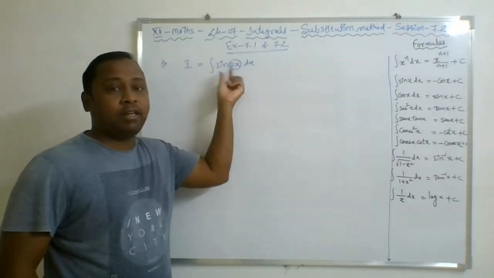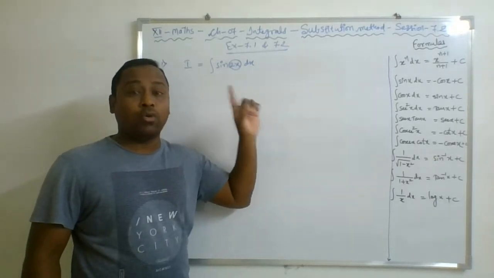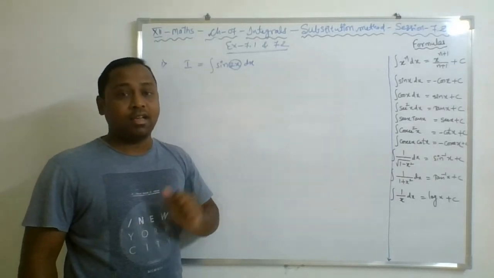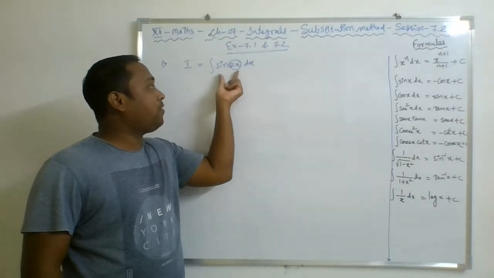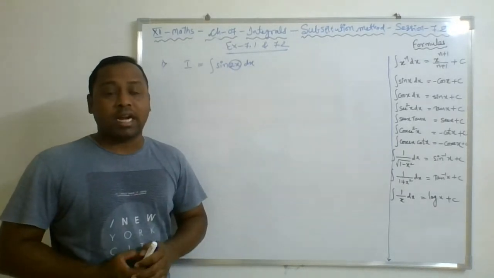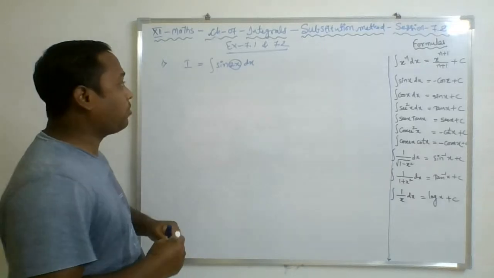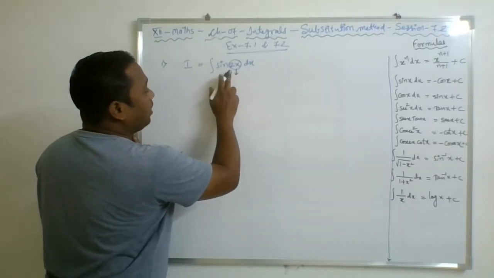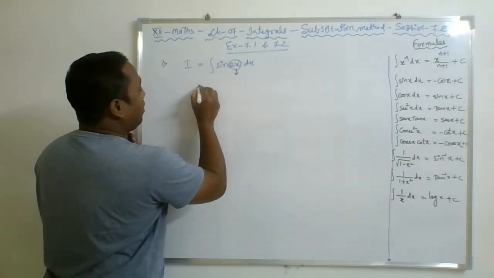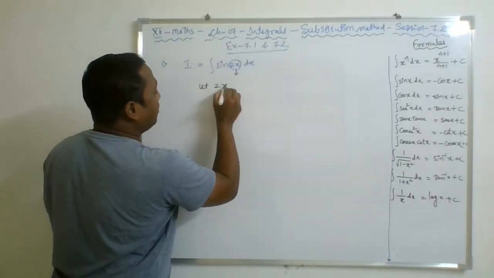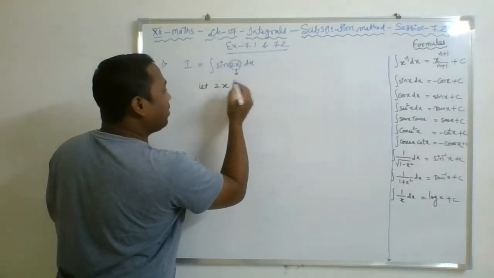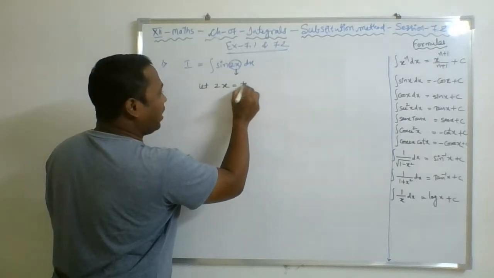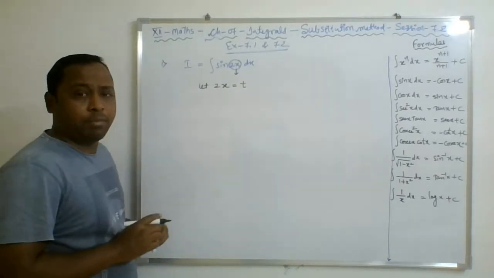So the derivative of 2x is 2. Hence that 2 can be taken as a constant outside the integral, and ultimately this function is reduced to a standard form. Let's see how the substitution technique will work. What I am taking here, first of all, is this 2x. Let 2x be equal to t; it may be t, it may be y, whatever you want. Basically, we assumed it as t. t is a variable again.